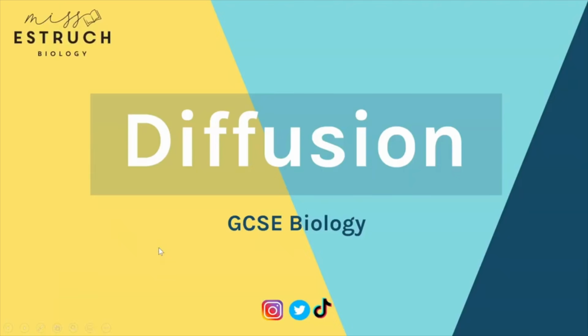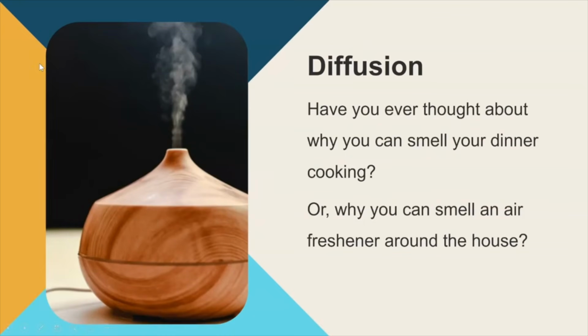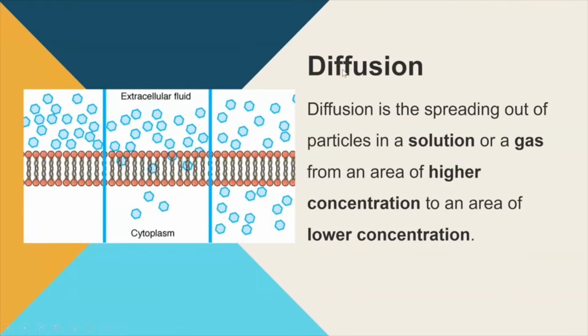In this video, I'm going through diffusion for GCSE Biology. So diffusion is a type of transport, and it's how some substances cross the cell membrane into a cell or move out of a cell. So have you ever thought about why it is possible, if you're in your bedroom, that you can smell dinner cooking? Or why the smell of an air freshener is all around the house? Well, the answer is diffusion.